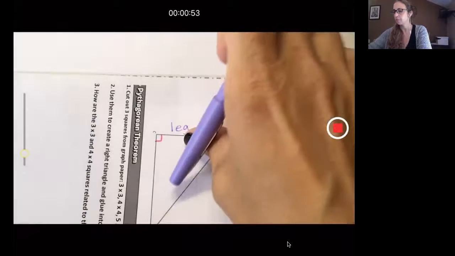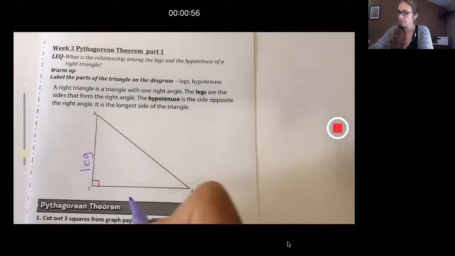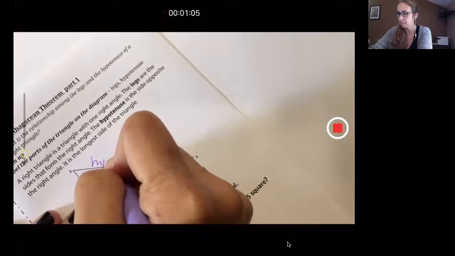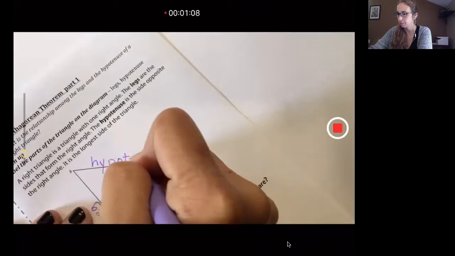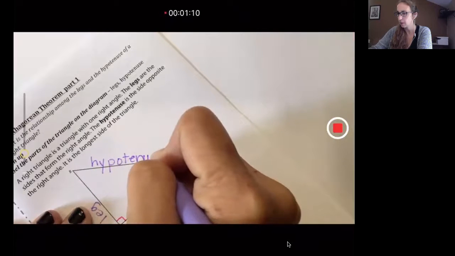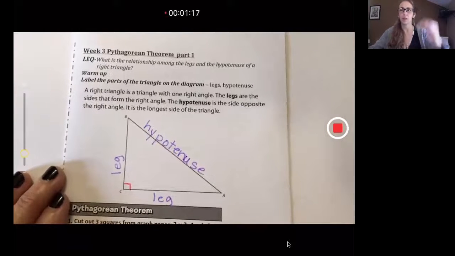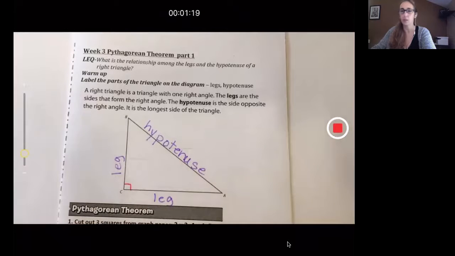Let me turn this sideways. This is a leg. This is a leg. And this is our hypotenuse. You can think of the hypotenuse as that sliding portion. It's the longest side also.